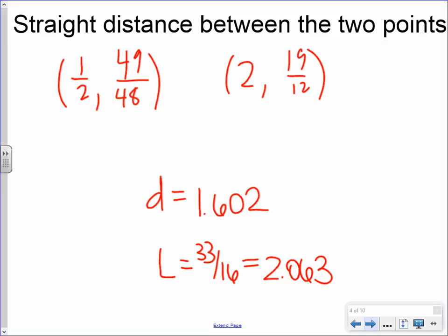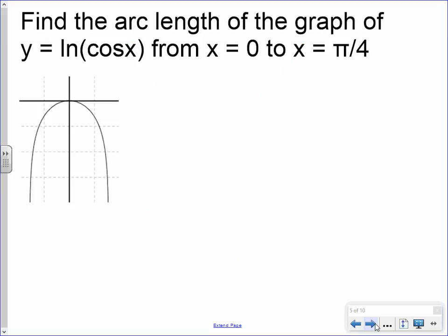Okay, do you agree with Josh with the 1.602? So you're getting? Yes. Okay. Does it seem reasonable that our straight line distance is smaller than our arc length? Yes. Our curve looks like this, right? So our straight line distance should be shorter, right? That should always happen. Okay. Let's do another one. This is a nice one.